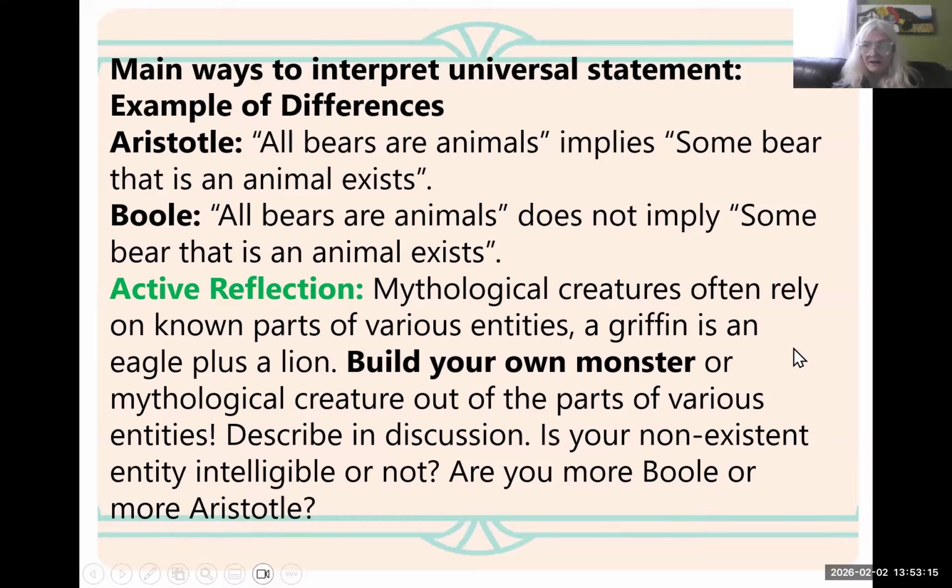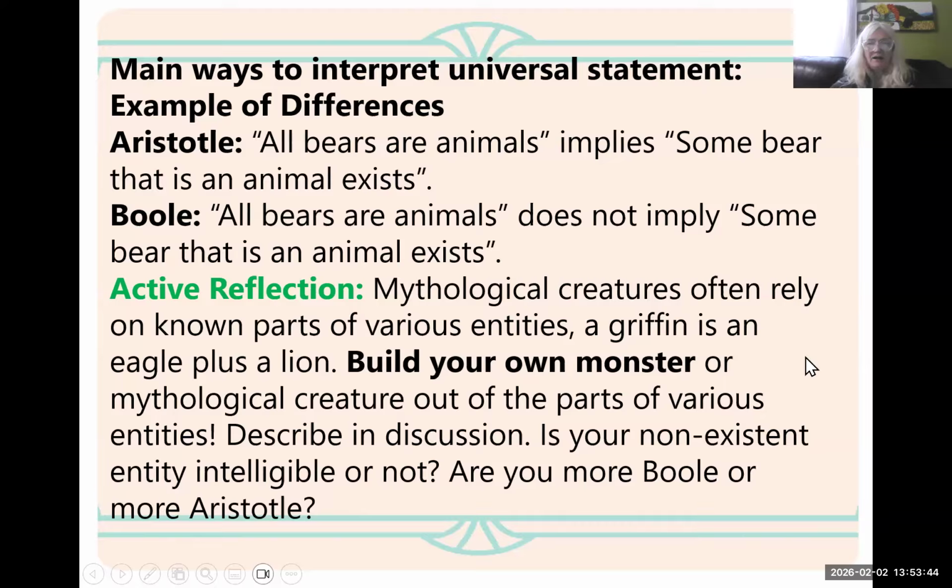Okay, so active reflection here. This is for you to just do a thought experiment. So like a scientific experiment, you have certain parameters, and then you imagine within those parameters. Mythological creatures often rely on known parts of various entities. For example, a griffin is an eagle plus a lion. So I want you to build your own monster or mythological creature out of parts of various entities.